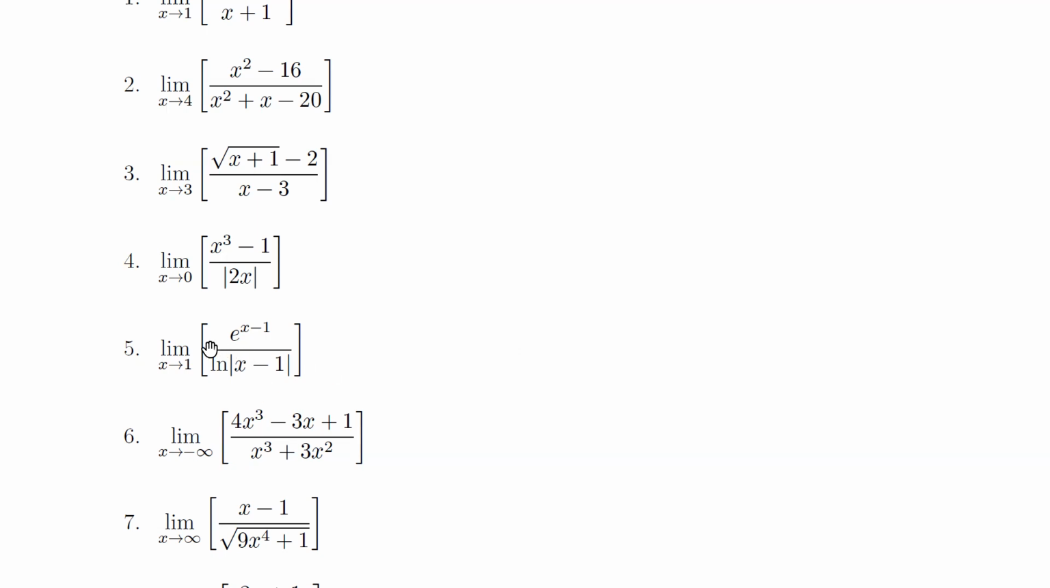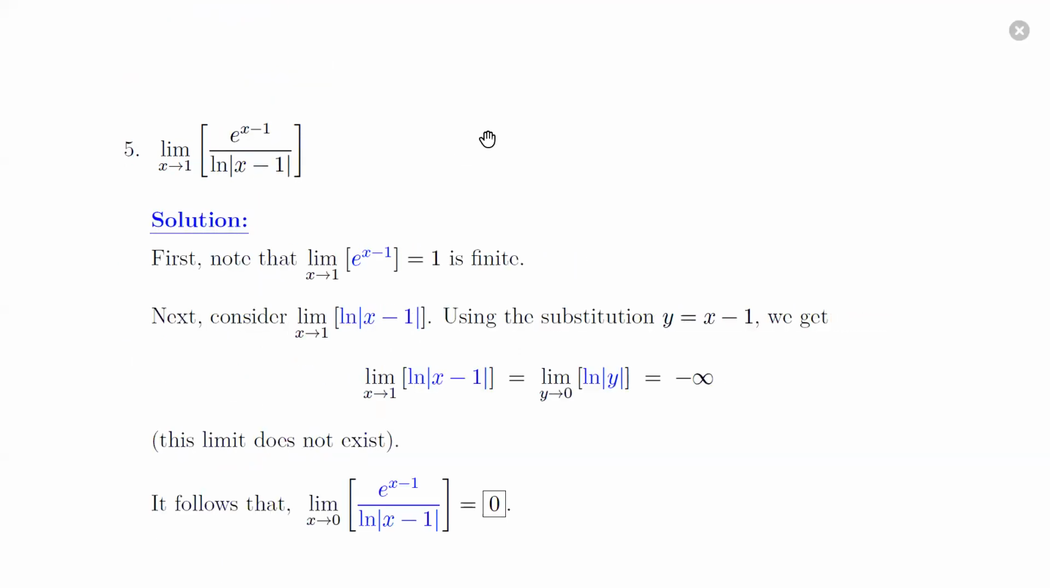Now, we could actually use a substitution here in this limit, as x approaches 1, of ln of absolute value of x minus 1. We can use a substitution to make this into the limit of ln absolute value of x as x approaches 0. Right, so as I said before, this is the solution here. The numerator, the limit of this is finite. Notice I didn't say anything about positive or negative, I just said finite.